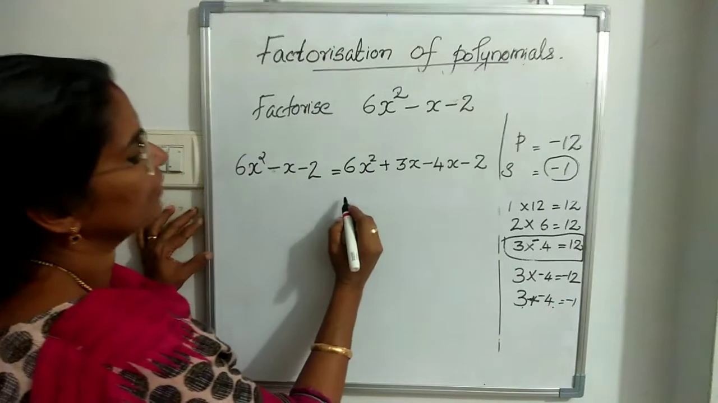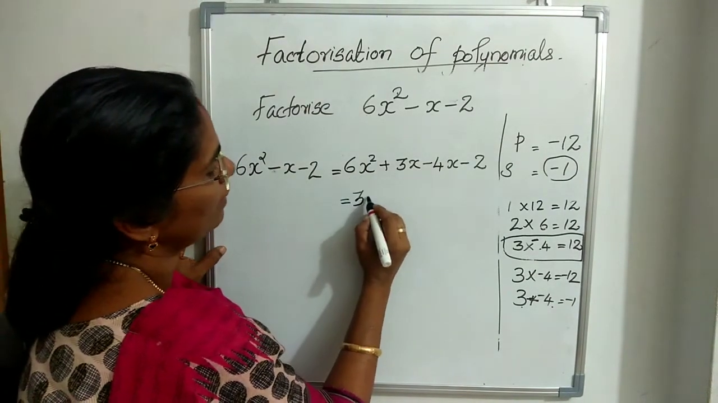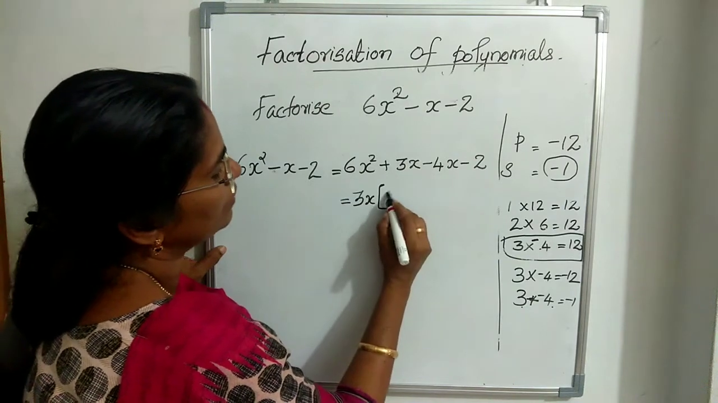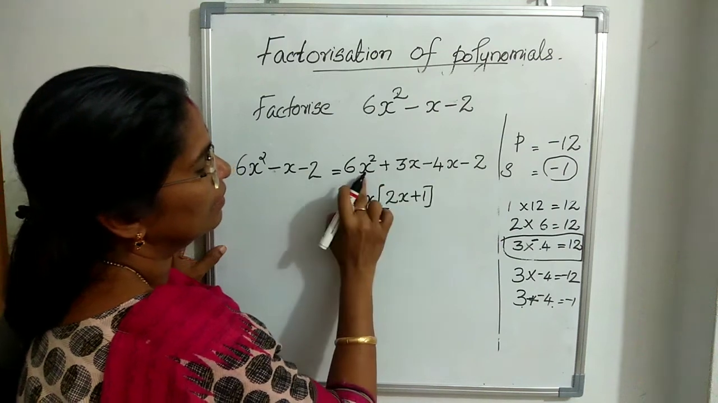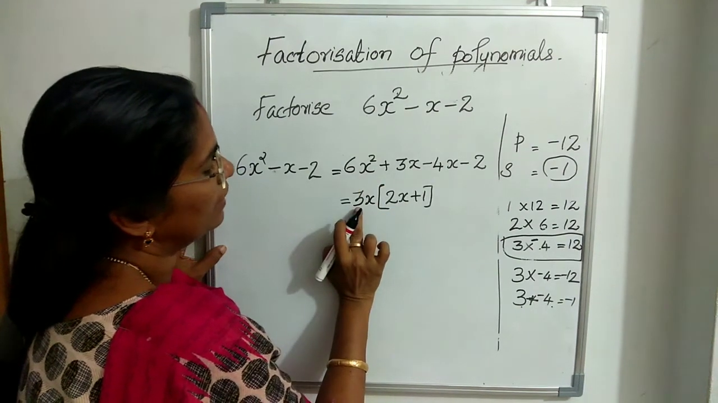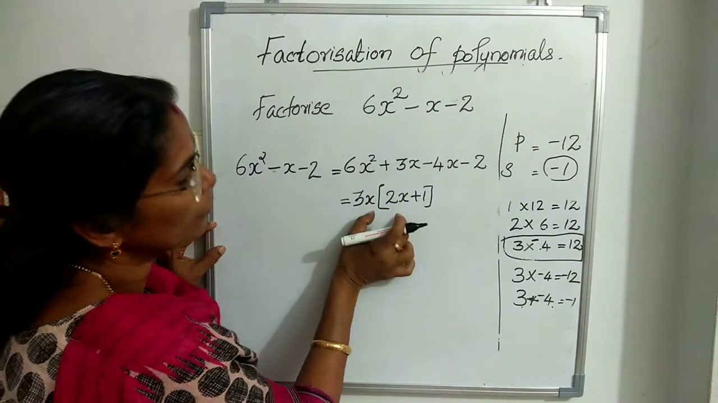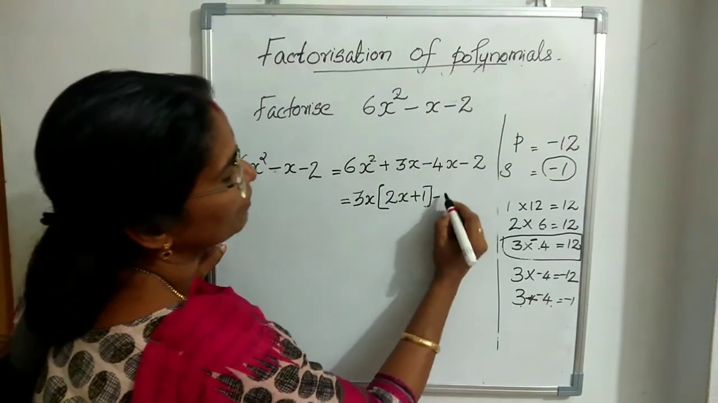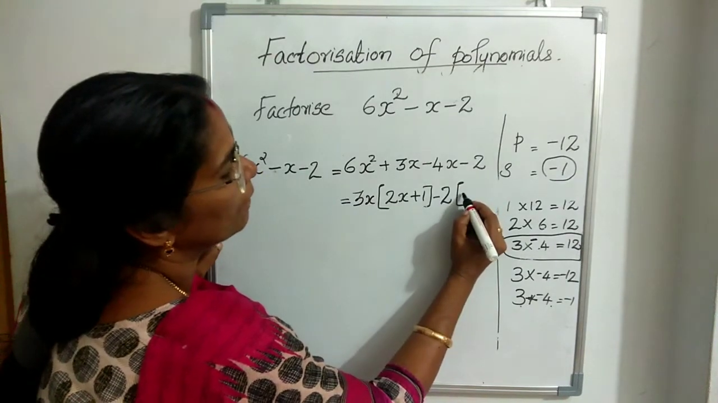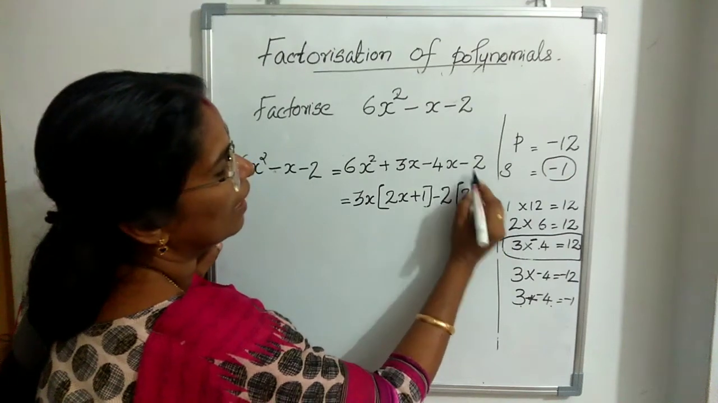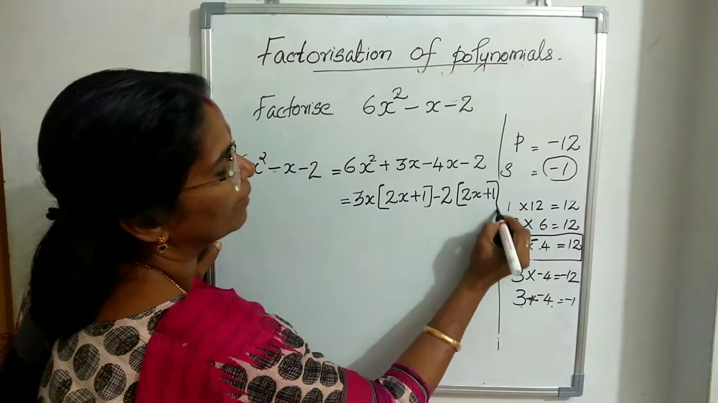Now we can take 3x common from these two, then the balance here becomes 2x plus 1. From 6x square and 3x, we are taking 3 as common, and from x square x we are taking common. Then the balance here is 2x only. Here plus 1. And from here, minus 2 we are taking common. Then it becomes 2x, and minus we already took common. Then it becomes plus 1.